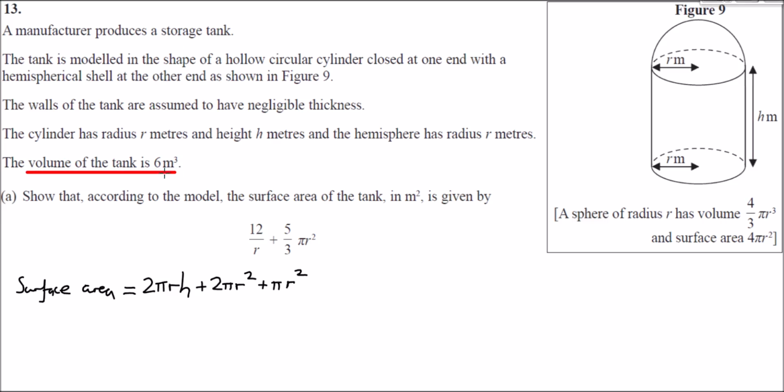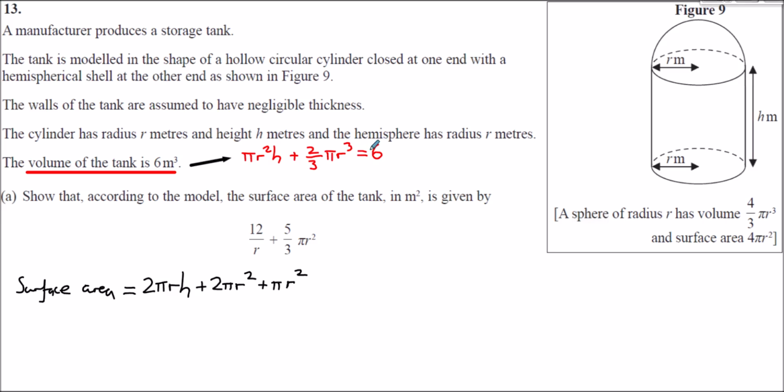So to the side, what I'm going to do here is just be thinking about how we can eliminate h, because h doesn't appear in this expression, but it does in what we've got here. So maybe we can use this information to eliminate h. So let's just consider this. If the volume of the tank is 6 cubic meters, well, the volume of this tank is going to be the volume of a cylinder, which is pi r squared h, plus the volume of the hemisphere, which would be 2/3 pi r cubed, and that must equal, therefore, 6.